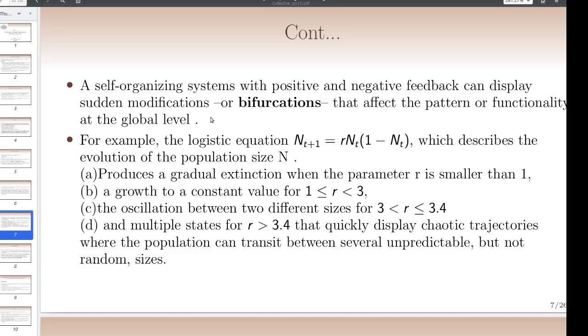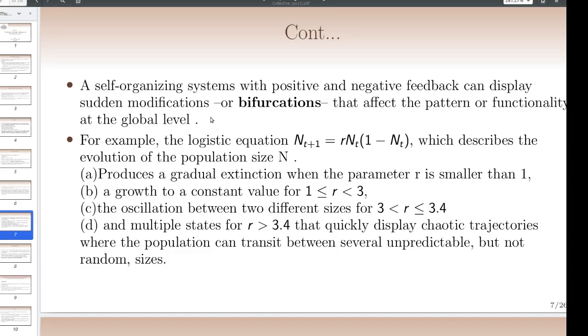Self-organizing systems with positive and negative feedback show some sudden modifications called bifurcations. We can understand what a bifurcation is through an example. This slide shows an equation which describes the evolution of population size n. That is, n(t+1) = r n(t) (1 - n(t)), where n is the population size.